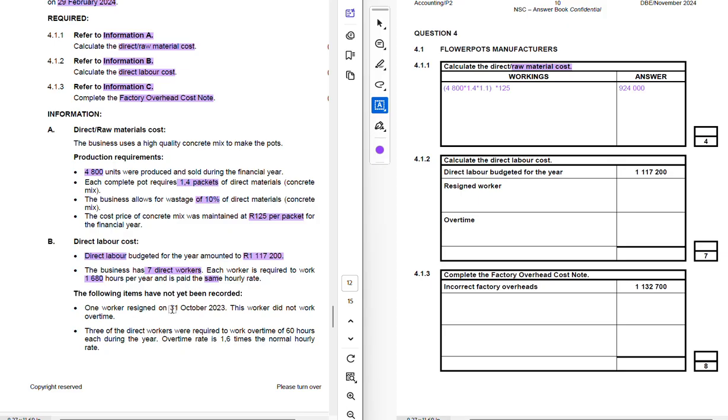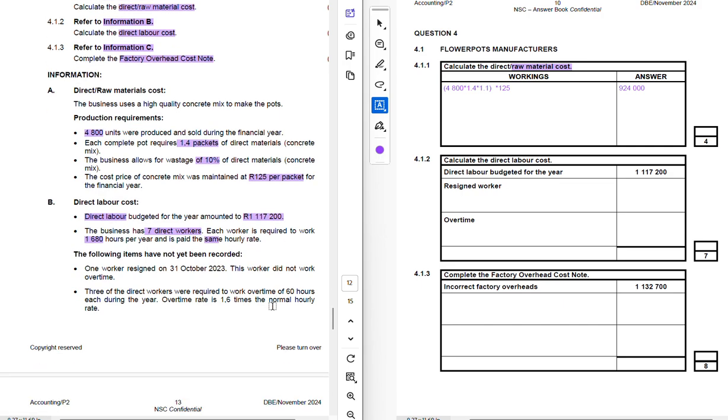Now, the following items have not yet been recorded. One worker resigned on 31 October 2023. This worker did not work overtime. So we have one worker employed by the company that resigned on 31 October 2023. If you calculate for the year end of the company, it's March, April, May, June, July, August, September, October. So that happened in the company's month 8.